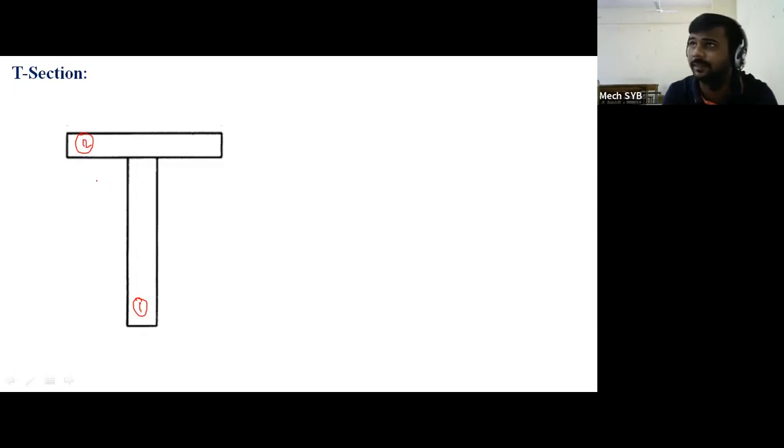Only 2 rectangles are there. That is vertical rectangle number 1 and vertical rectangle number 2.